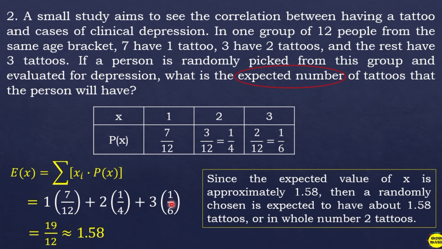So, since the expected value of x is approximately 1.58, the randomly chosen person is expected to have about 1.58 tattoos, or in whole number, 2 tattoos. Okay? So, that will be the interpretation for our answer in number 2.